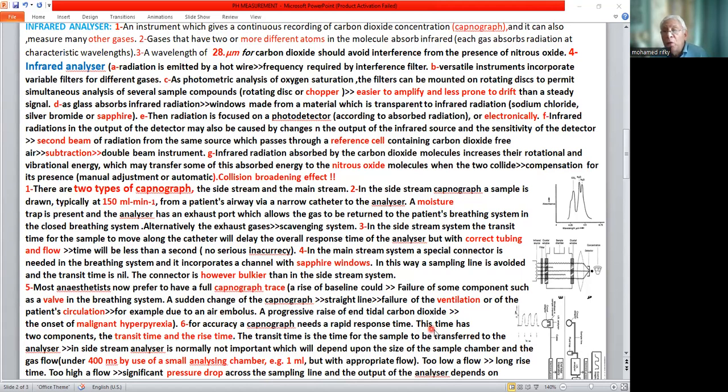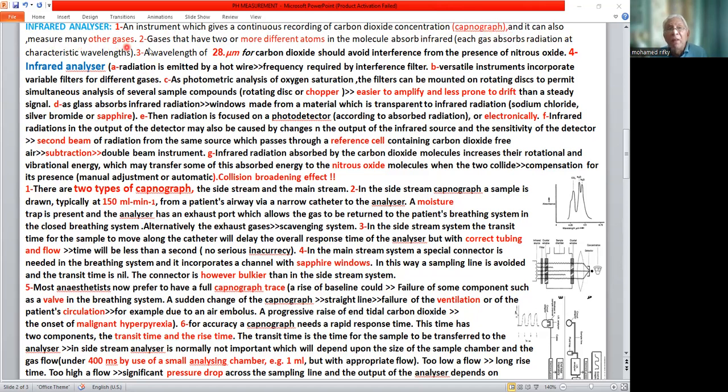Now we go to the infrared analyzer. This analyzer gives continuous recording of the CO2 concentration. We call it the capnograph. The capnogram is the written level of the CO2, but the graph is the apparatus.